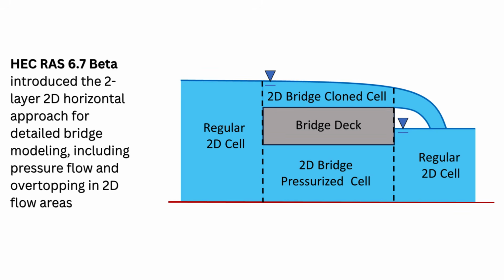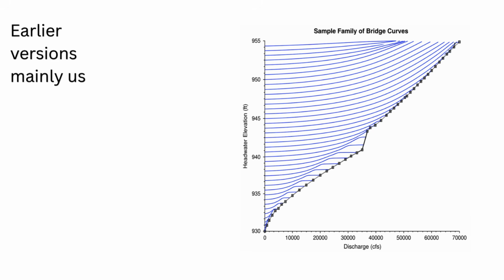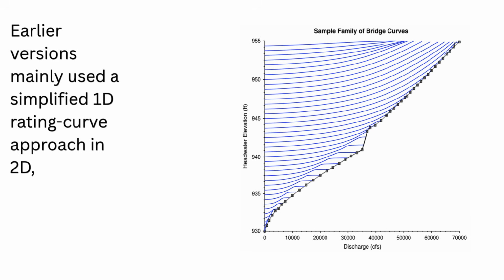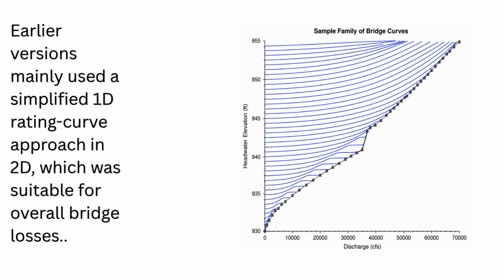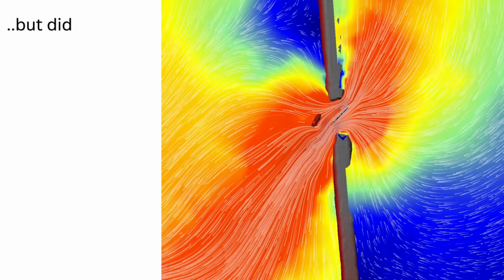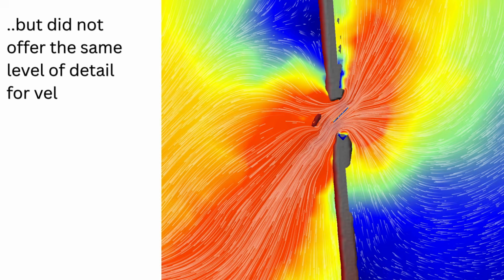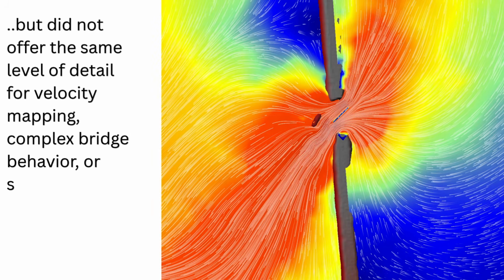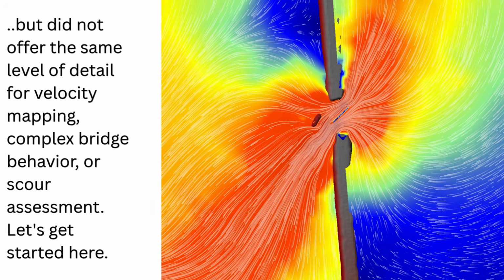2D flow areas. Earlier versions mainly used a simplified 1D rating curve approach in 2D, which was suitable for overall bridge losses but did not offer the same level of detail for velocity mapping, complex bridge behavior, or scour assessment. Let's get started here. Step 1.